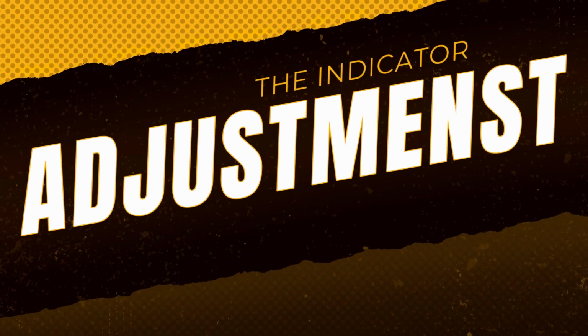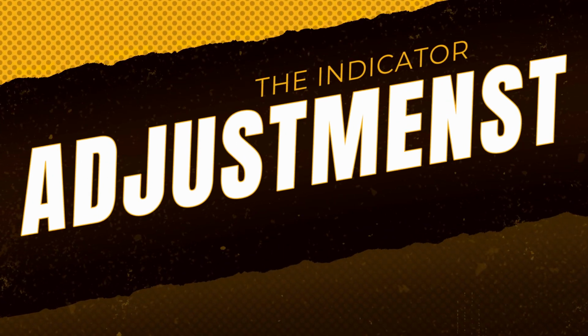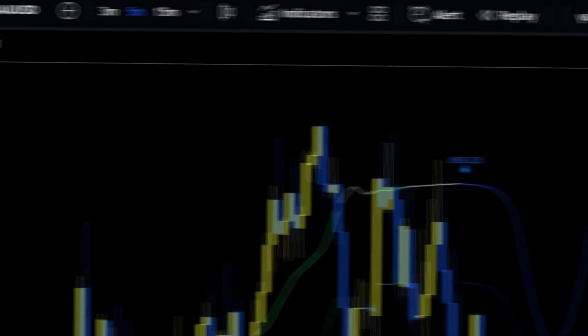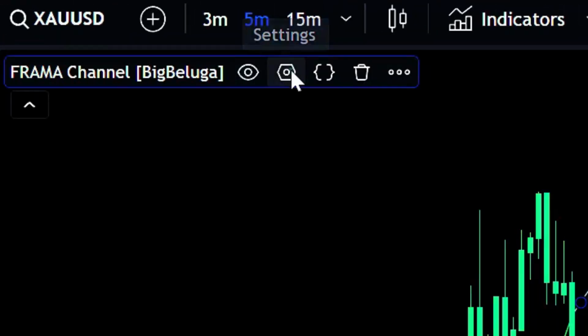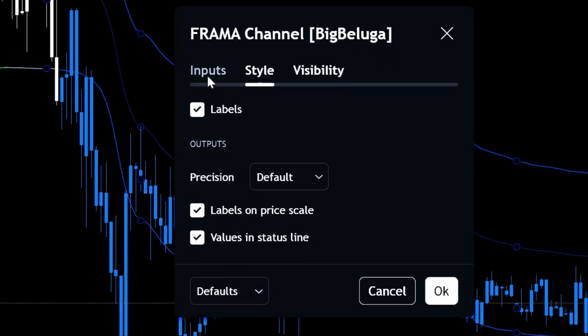But before we use the Froma Channel, let's fine tune it to work perfectly with our strategy. Click on the settings, the little gear icon next to the indicator's name, and then in the inputs tab, here's what we're gonna change.